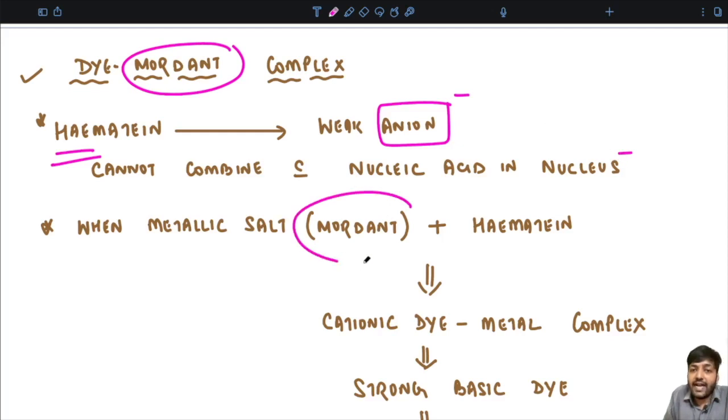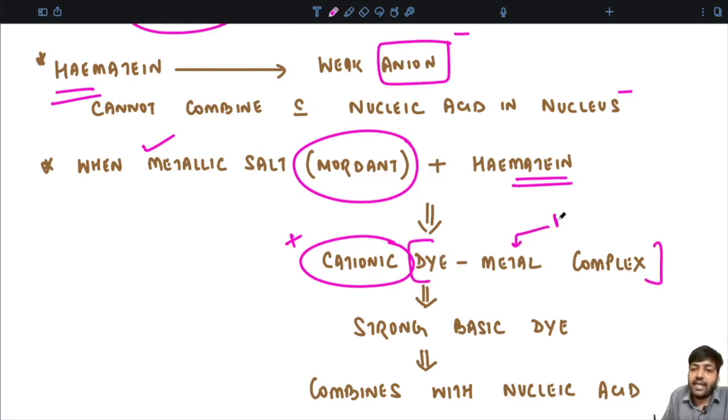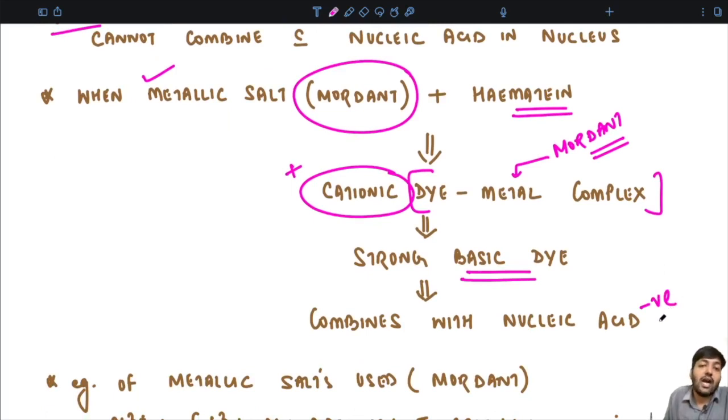But whenever we add a mordant to this hematine, a mordant is nothing but a metallic salt. So whenever a mordant in the form of a metallic salt is added to the hematine, they create a highly basic or cationic, positively charged dimetal complex. This metal that we are adding is acting as a mordant. We have already read about what a mordant is; we are just revising it. So this metallic salt, when it combines with hematine, creates a cationic dimetal complex, which is a very strong basic dye, and therefore it is going to combine with the negatively charged nucleic acid.